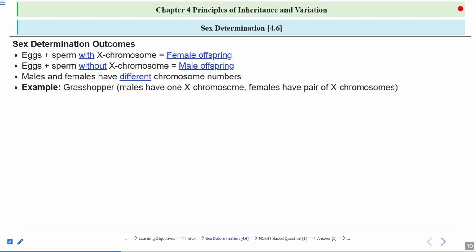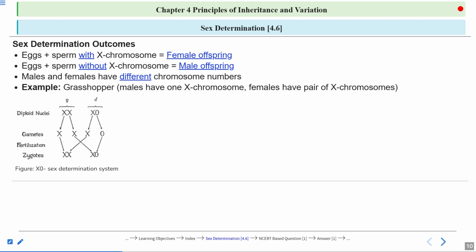Clear? Here you can see how the sex is being determined. Sex is determined by the type of the sperm which fertilizes the egg. So here you can see this is the X0 type of sex determination system. Clear? In the diploid cell, X and X condition will be there. This will be female, and the male will be X and 0. This is in the case of diploid nuclei, means in diploid cell.